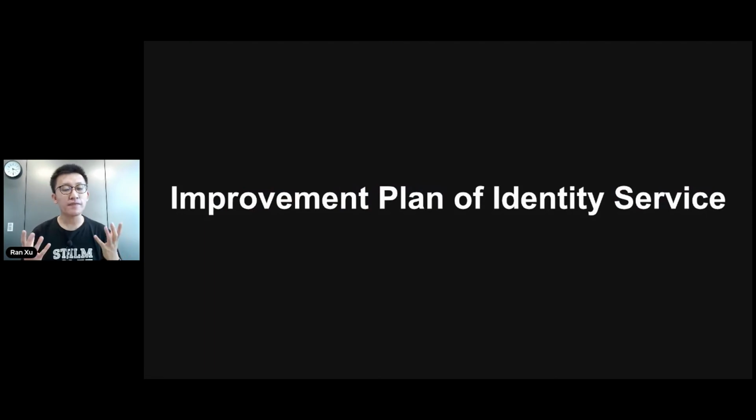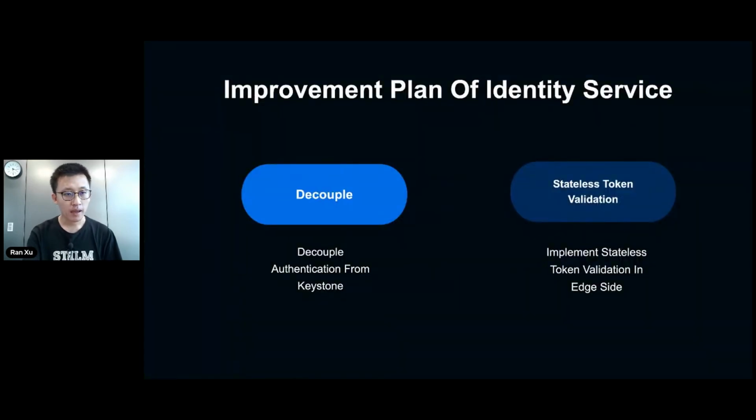So after we finalized the improvement idea from the architecture perspective and the dependency perspective, let me share with you how we make it happen one by one. The first improvement we want to do is to decouple the authentication functionality from the Keystone service.